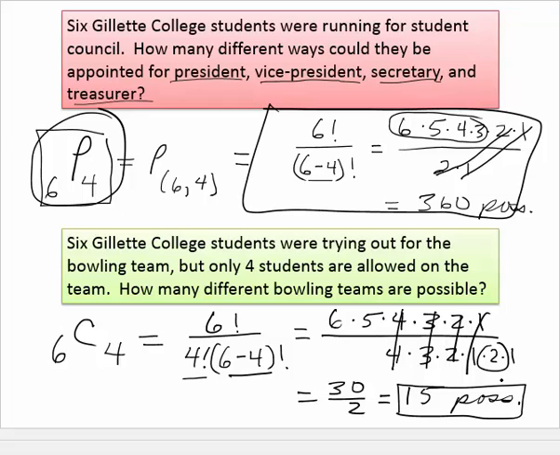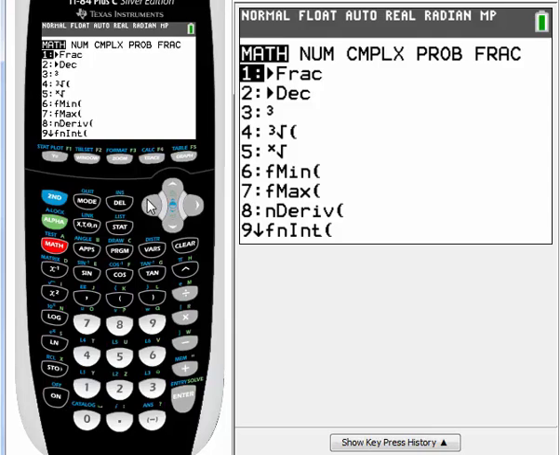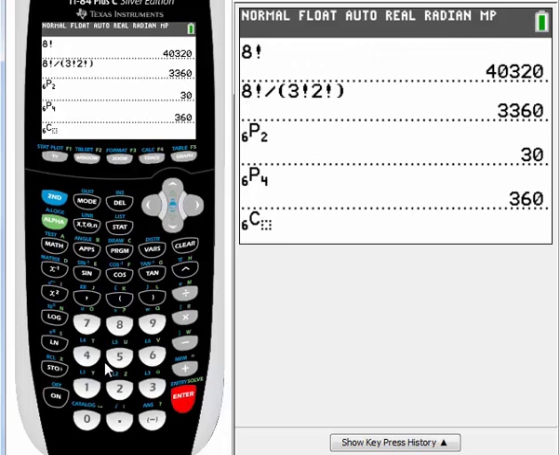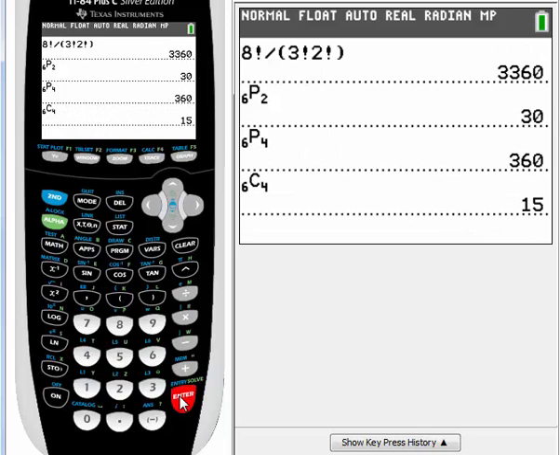Now let's double check that on the calculator. So let's grab the graphing calculator, and I'm going to go 6 and then over to math, go over to probability, go down to combinations, or I could have just clicked on 3 and hit enter, and 4. So that's 6 people trying out for the bowling team. We're choosing 4 of them. Order didn't matter, so we used combinations, and we get 15. Perfect.